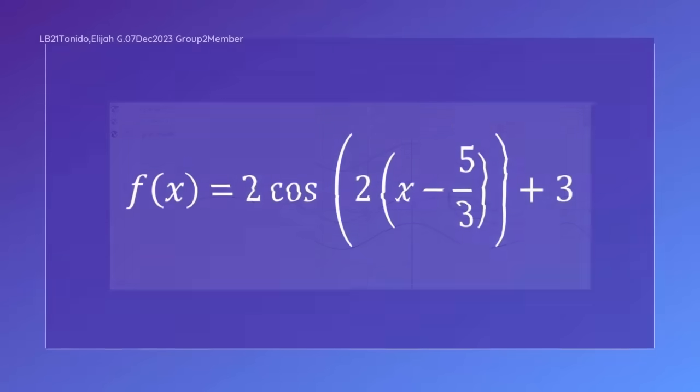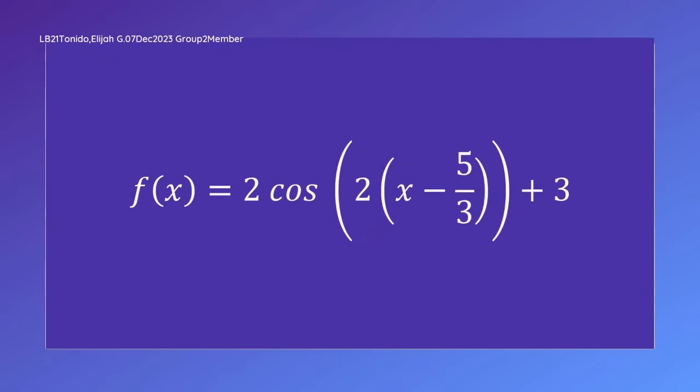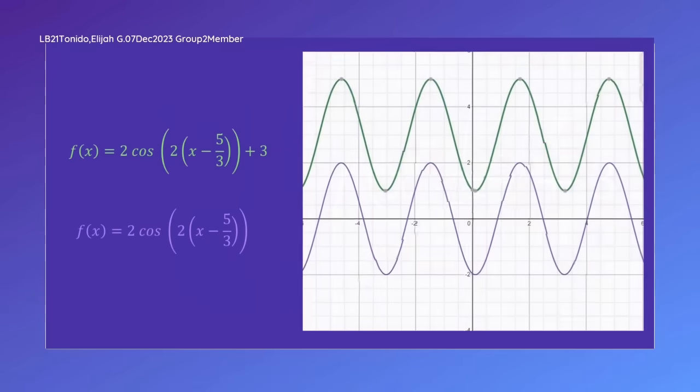Now, let's put our knowledge into action. If we have the function y equals 2 times cosine times the quantity 2x minus 5 over 3 plus 3, the d value here is 3. Can you predict how the graph would look with this positive d? The graph would shift 3 units upward.